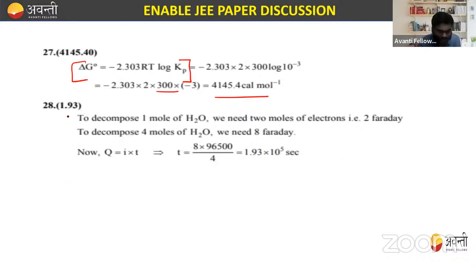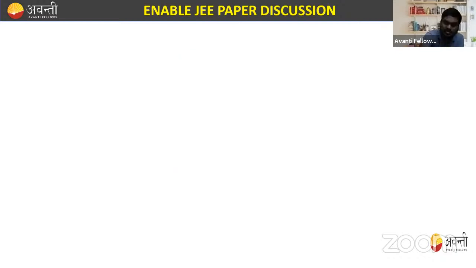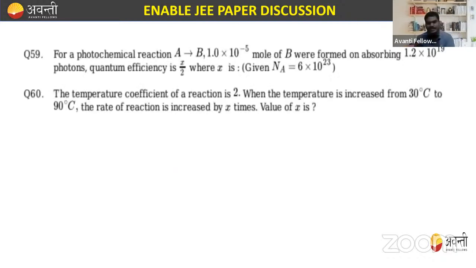Just observe carefully. To decompose 1 mole of H2O, we need 2 moles of electron, obviously, because it is 2 Faraday. To decompose 4 moles of H2O, we need 8 Faraday. If 1 mole needs 2 Faraday, then definitely to decompose 4 mole we need 8 Faraday. Now Q is equal to IT. So just put in the formula and you can calculate your time. Your time comes out to be 1.93 into 10 to the power 5 second. So this is how you can calculate.